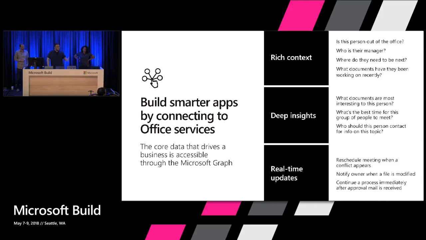The last thing it gives me is access to real-time updates. So the graph has the capability for webhooks. You can subscribe to different events and get real-time updates when a new calendar item is added, and I can tell there's a conflict and message the user that, hey, you have 2 meetings at the same time. What do you want to do about it? When a file's modified, I might want to tell all the people who've touched that file that a change has happened so they can go and look at the updated contract.